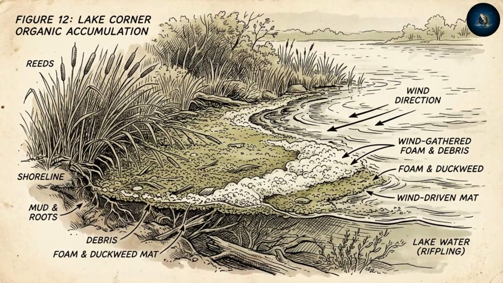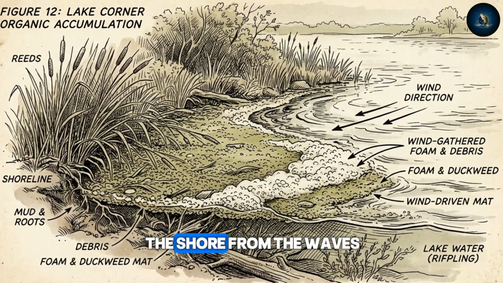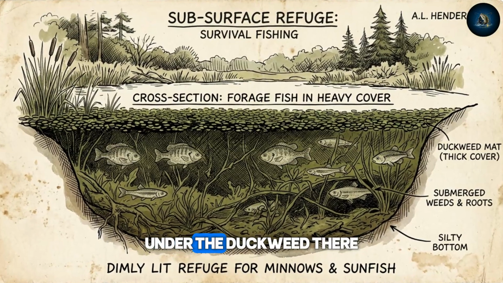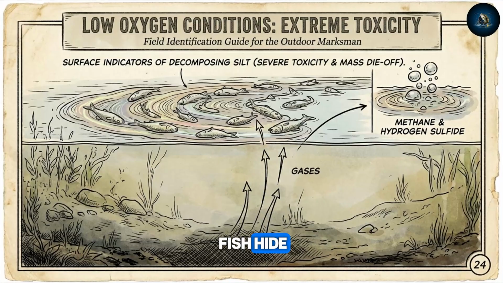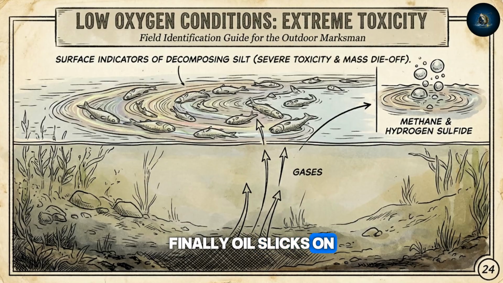Duckweed and foam. Where the wind drives duckweed into a corner or foam from the waves accumulates near the shore is also an interesting spot. Under the duckweed, there is less light, more shade, and small fish hide. Tench and crucian carp love this. Finally, oil slicks on the water.